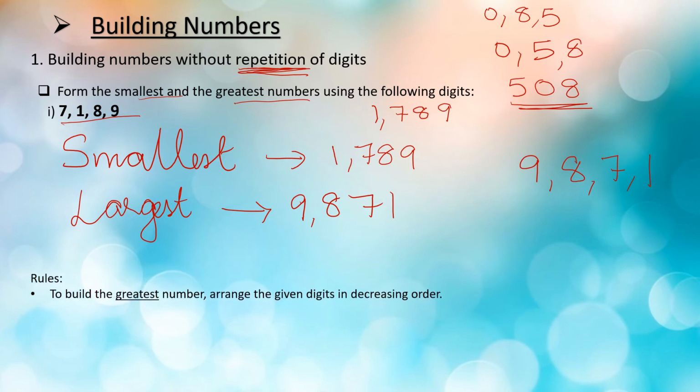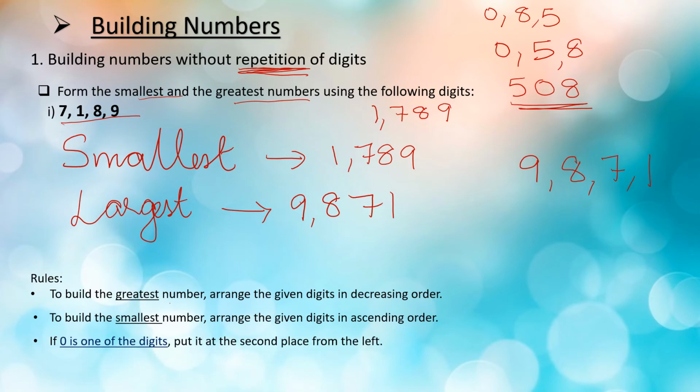So let us just recall the rule. To build the greatest number, arrange the given digits in decreasing order. To build the smallest number, arrange the given digits in ascending order. If 0 is one of the digits, put it at the second place from the left. Okay. So now let us see.